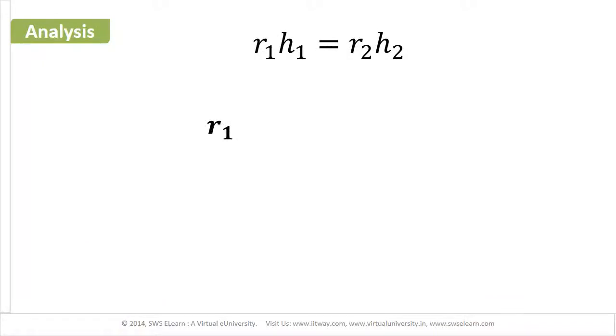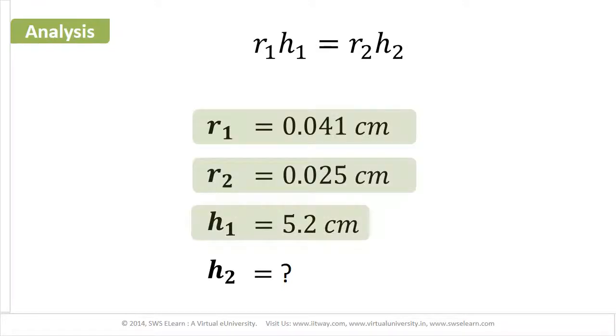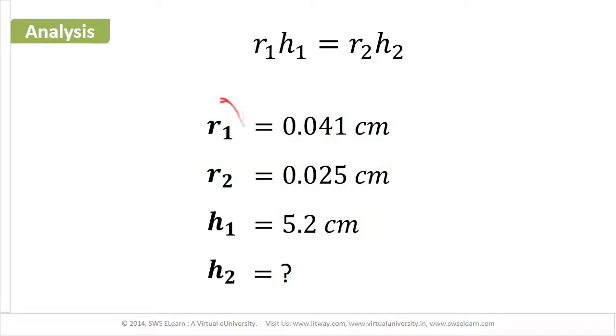In this equation, there are 4 variables. Hence, if the values of 3 variables are given, we can find out the value of the 4th variable. In this problem, the values of R1, R2 and H1 are given. By substituting these values in the equation, we get the solution to the problem, namely the value of H2.